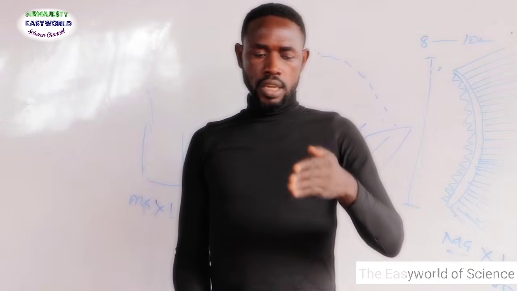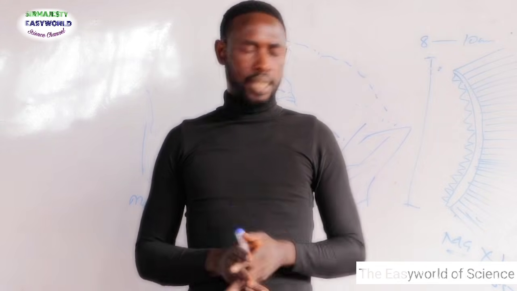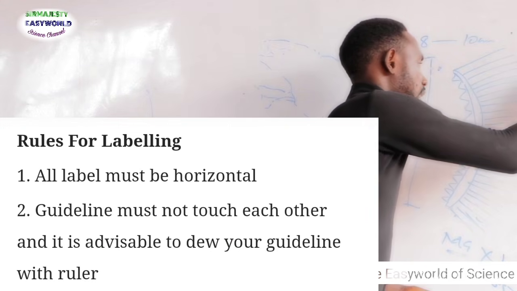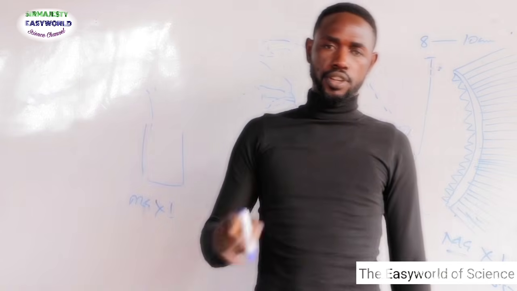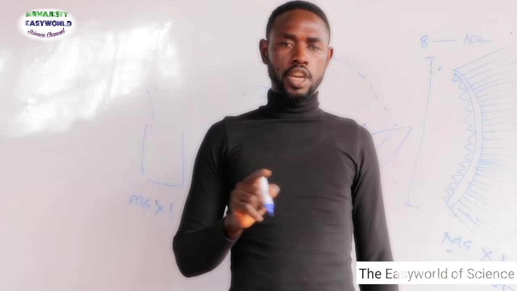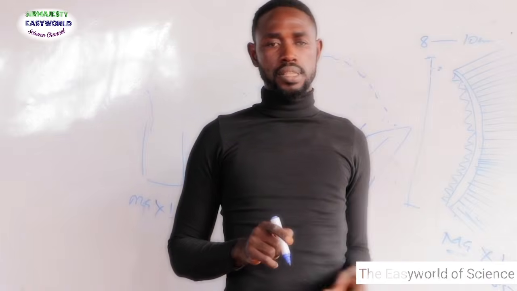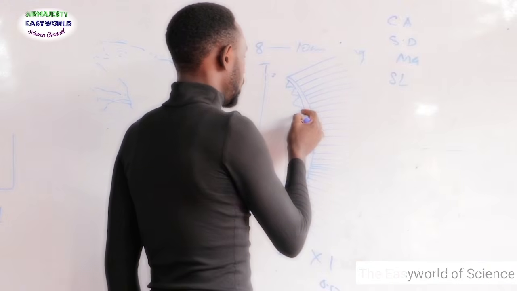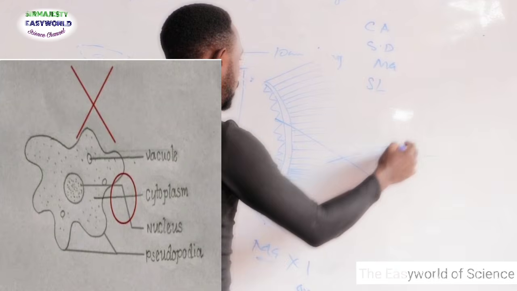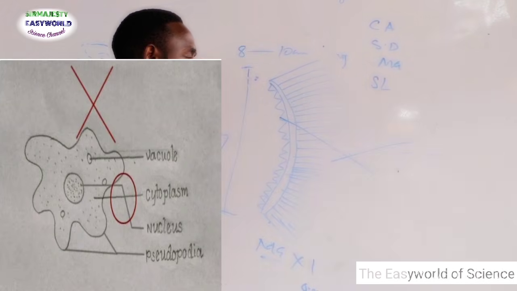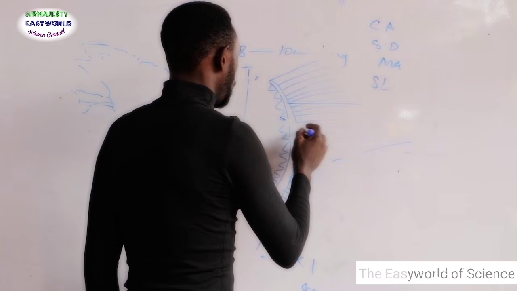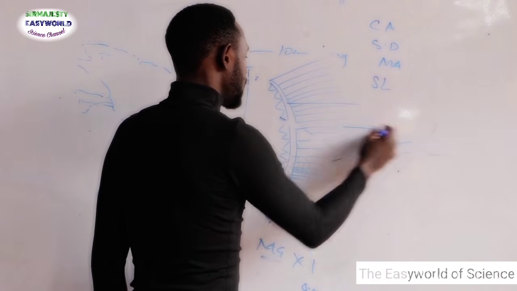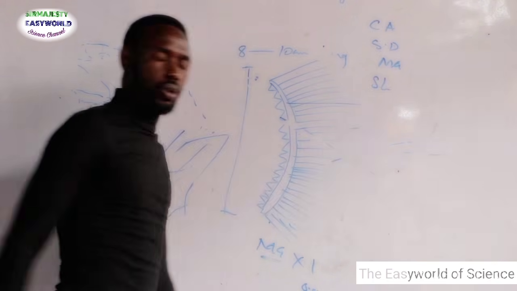Then your lines of label must be straight. You must have straight lines of label, not overlapping or wavy lines of label. Your lines of label should not cancel each other. Maybe I want to label here, then label here. No, this labeling is wrong. So your lines of label must be straight. And remember, this works in an all or none manner. That is, either you get it or you lose it all.